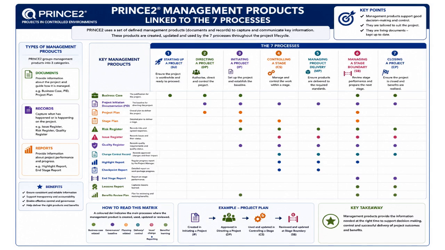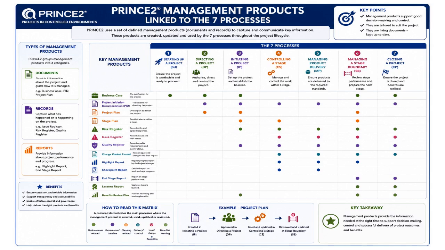The second category is records. Records capture information about what is happening during the project. Examples include the risk register, issue register, quality register, and change control records. These records help monitor risks, problems, quality performance, and approve changes throughout delivery.